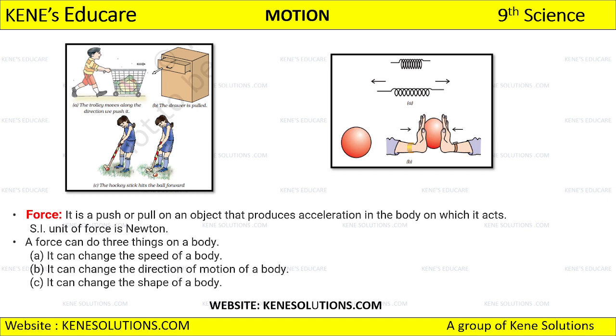If you push the trolley forward, the trolley will move forward. If you push it backward, it will move backward. If you push it aside, it will move aside, right? So it means in whatever direction you apply the force, it is going to move in the same direction, right? And then the second picture is the drawer being pulled. Whenever you have to open or close the drawer, you have to pull it towards you, right? So you apply the force in that direction itself, so that you are pulling it, right?